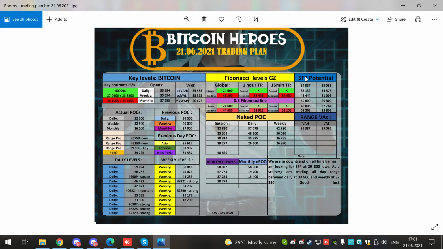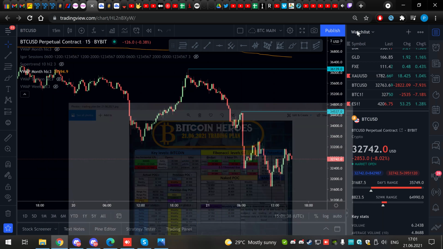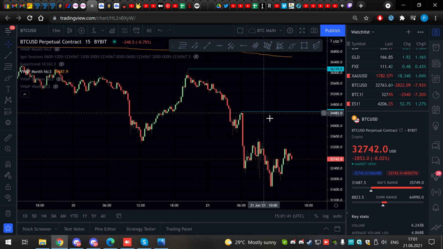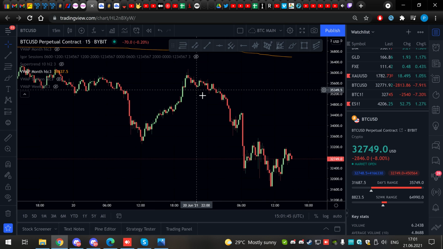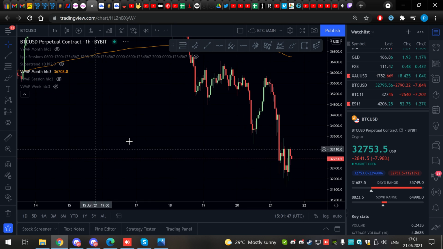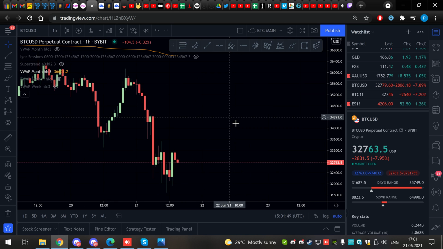Then we have the swing failure pattern potential. It's potential because the swing failure pattern can happen or doesn't have to happen. So until the level is reached, you can't know. And we know from previous videos how we trade swing failure patterns, and how I search for them on 1 hour time frame for the plan.